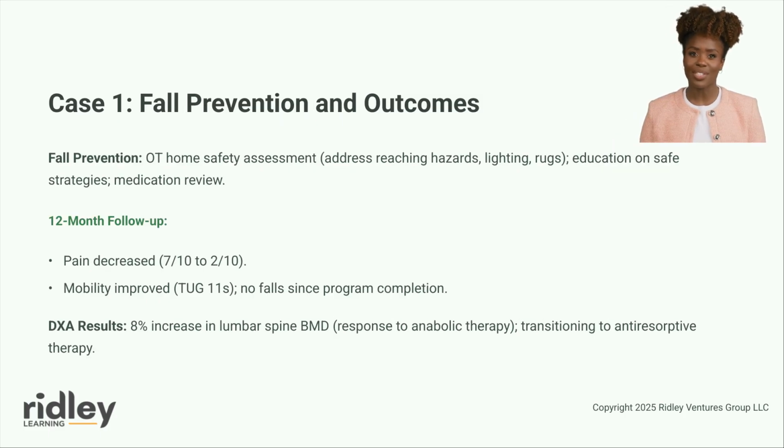Fall prevention interventions extend beyond exercise to address the environmental and behavioral factors contributing to her fall risk. Home safety assessment, which may be conducted by occupational therapy, identifies hazards including the reaching behavior that precipitated her fracture, inadequate lighting, and loose rugs. Education addresses safe reaching and carrying strategies, use of step stools with handrails, and environmental modifications to reduce hazards.